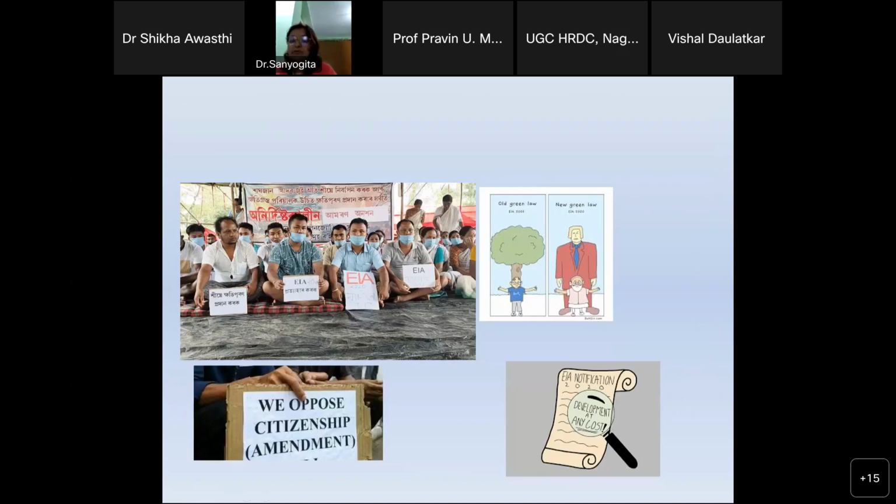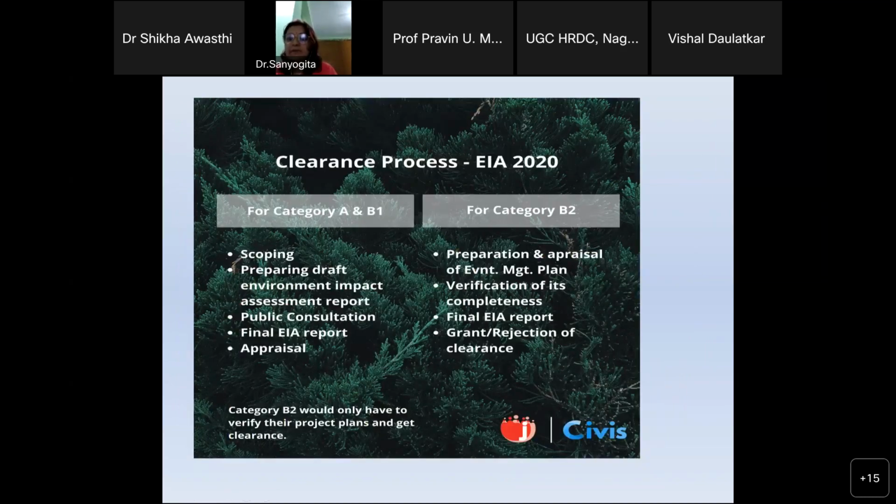Here, the clearance process for category A and B1 also becomes very diluted. The Ministry of Environment is a nodal agency which plays a vital role under the central government, undertaking activities regarding conservation, survey, prevention, as well as control. EIA goes through a series of steps. The very first step is the screening, which leads to the scoping.